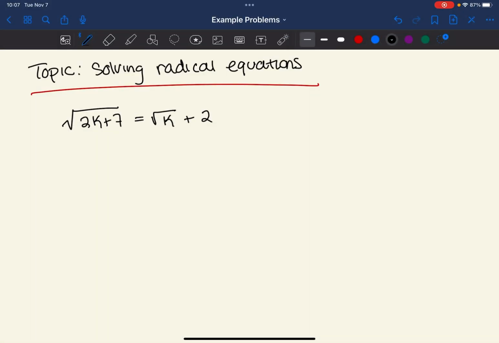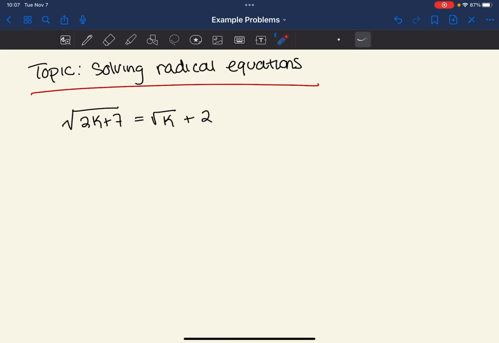For this example, we're going to be looking at the topic solving radical equations. So the problem we have here is the square root of 2k plus 7 is equal to the square root of k plus 2. Notice in this problem we have two radicals, okay? We have that square root of 2k plus 7, and we also have that square root of k. So our first step here is to get one of the radicals by itself.